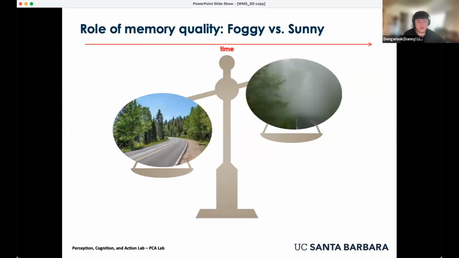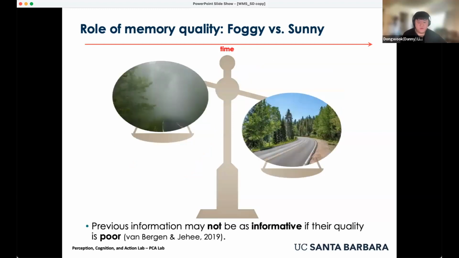So earlier, I used the analogy of driving into fog to demonstrate how serial dependence can bias our perception towards past experience. In that scenario, our ability to navigate the road curvature would be attractively biased towards the information from when the weather was still sunny, giving more weight to the past observation. So now let's explore the reverse situation, driving out of fog into sunny weather.